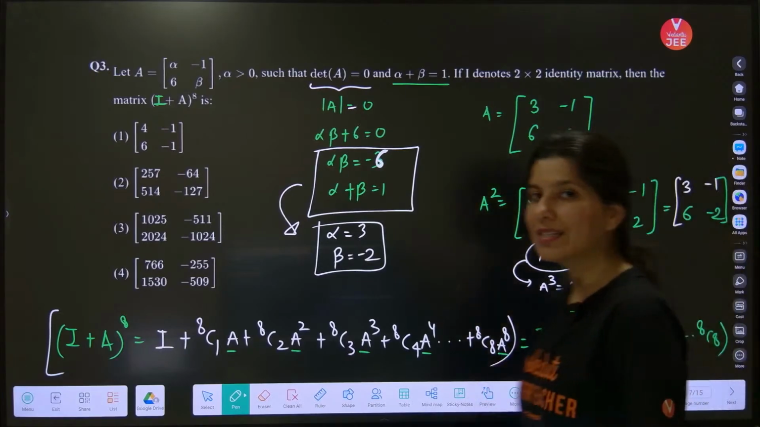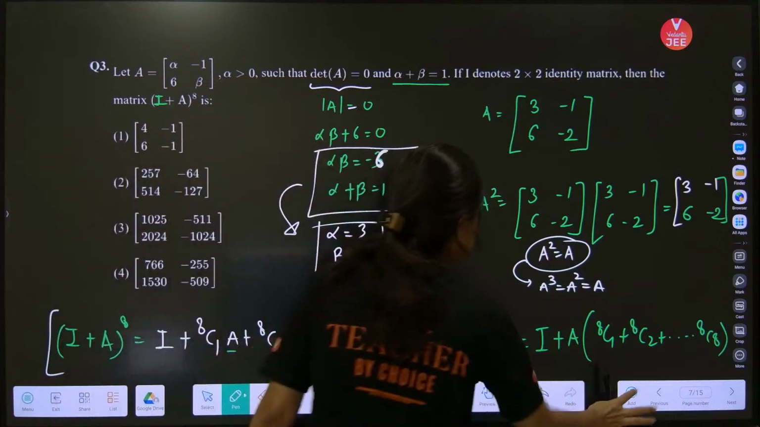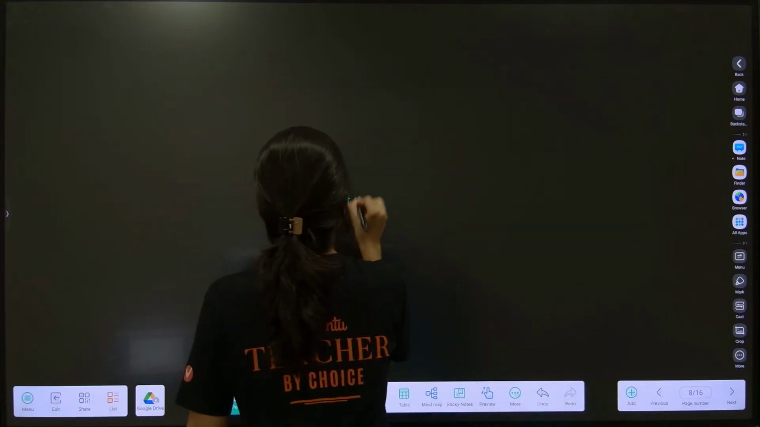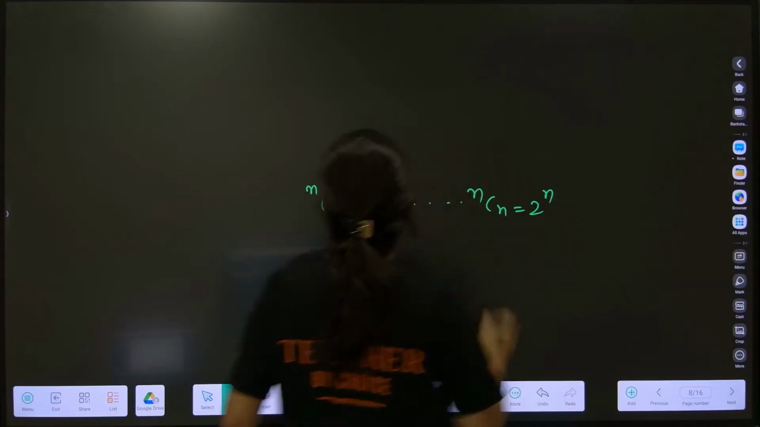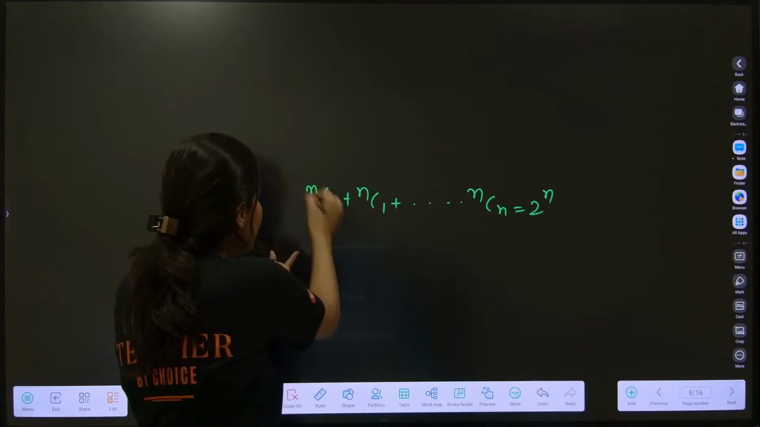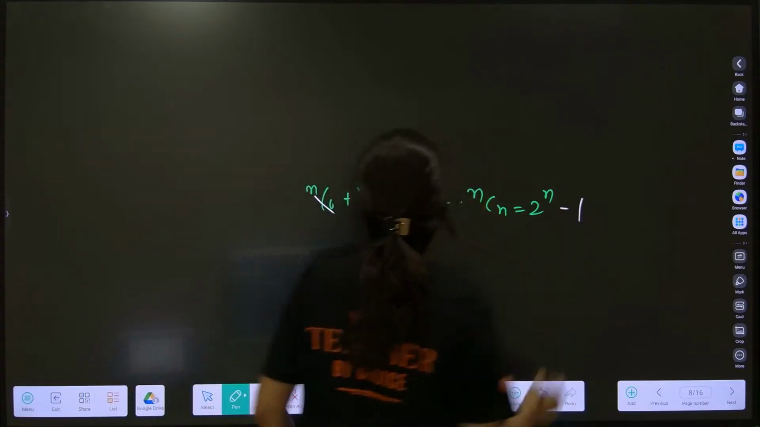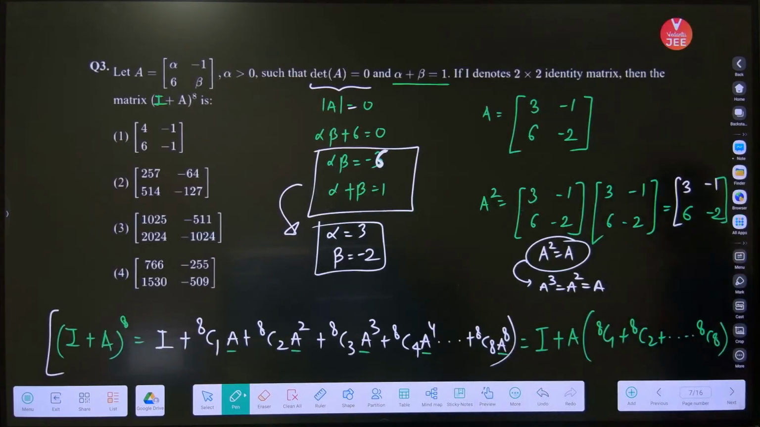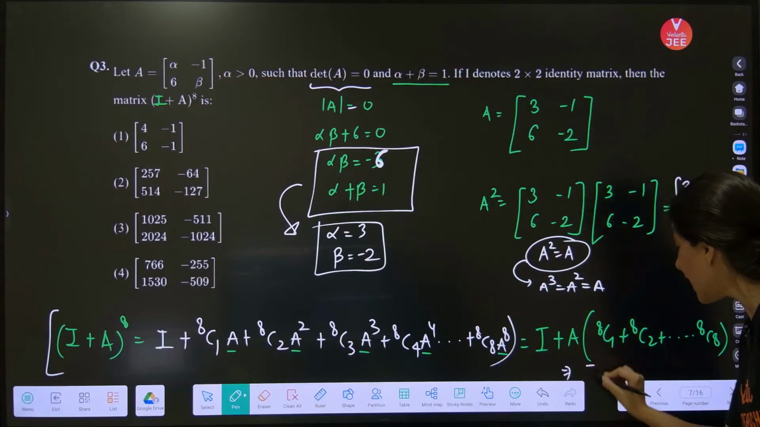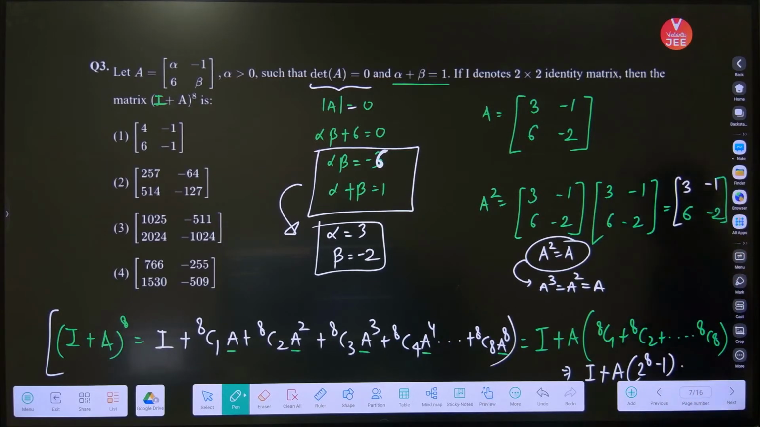Can you tell me what is this? If you start from NC0 plus NC1 and all the way up to NCN, it is 2 power n. If you want to remove NC0, NC0 is 1 by the way, you have to minus 1. So if it starts with NC1 till NCN, 2 power n minus 1. So 8C1 till 8C8, 2 power 8 minus 1. So this is going to be I plus A times 2 power 8 minus 1.